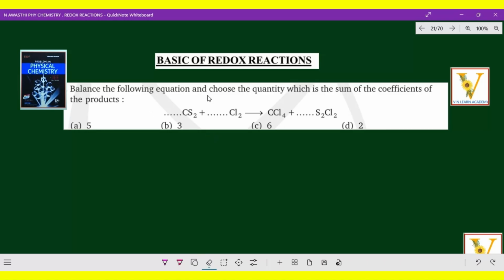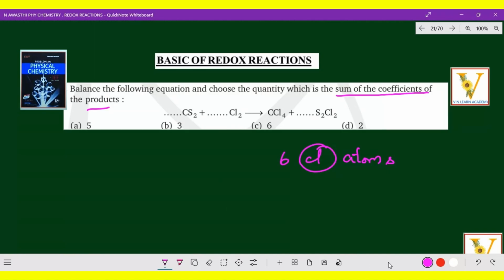Balance the following equation and choose the quantity which is the sum of the coefficient of the product. See, usually coefficient means we have to identify the balanced equation, right? So here carbon disulfide plus chlorine gives carbon tetrachloride plus S2Cl2. Now at this point we have to balance the equation. As we observe here, 4 plus 2, 6 chlorine atoms are available on the product side, whereas here only 2 are available.